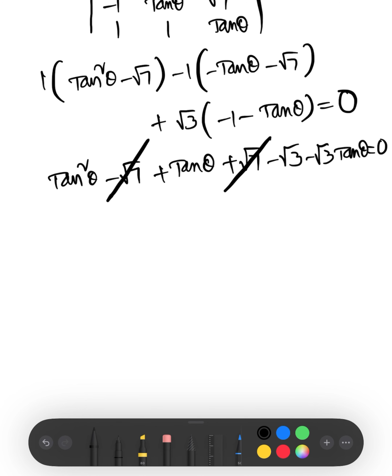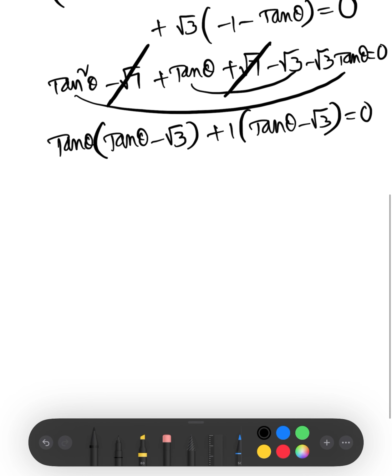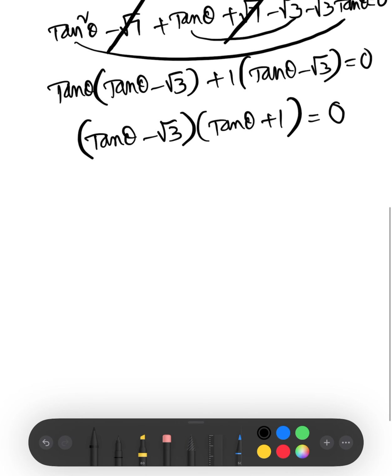Now in these two, I can take tan theta common, so that it is tan theta minus root 3. In these two, I can take plus 1 common, so that it is tan theta minus root 3 equal to 0. Clearly, this is tan theta minus root 3 into tan theta plus 1 equal to 0. So tan theta equals root 3, and tan theta equals minus 1.